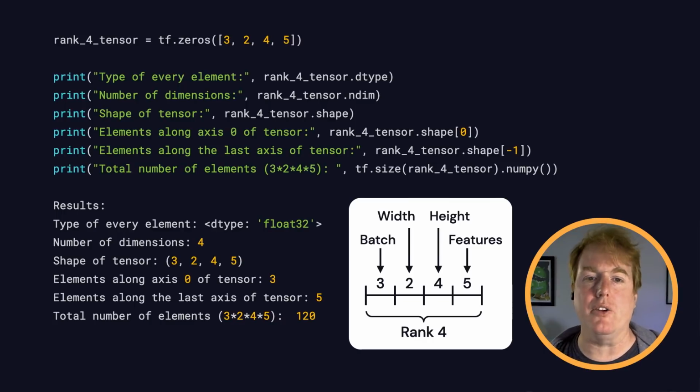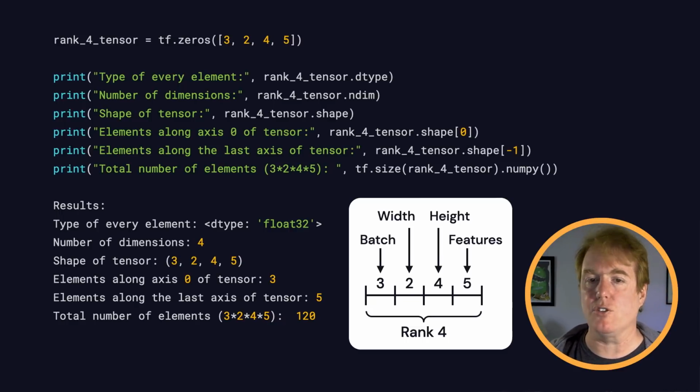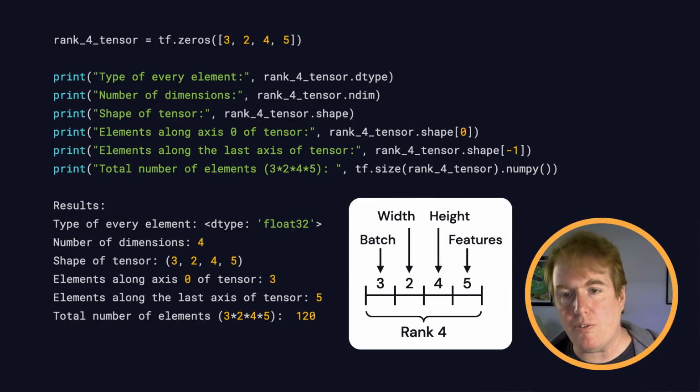Axes are often referred to by their indices, but you should always keep track of the meaning of each one, like batch, width, height, the feature itself, like color or something. Often axes are ordered from global to local. The batch axis is first, followed by spatial dimensions, and then features for each location last. This way, the feature vectors are contiguous regions of memory.